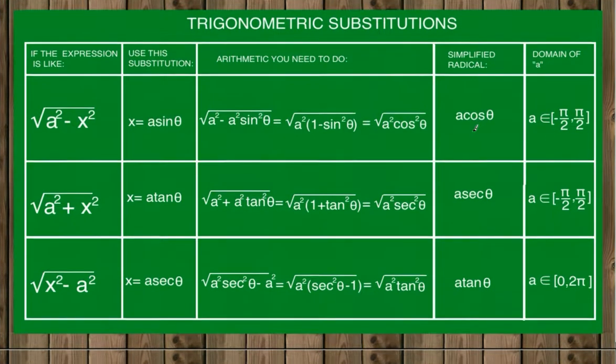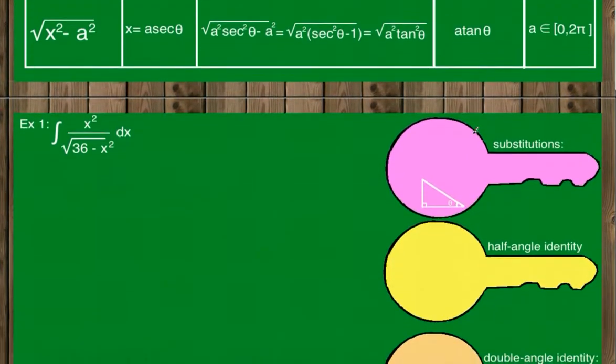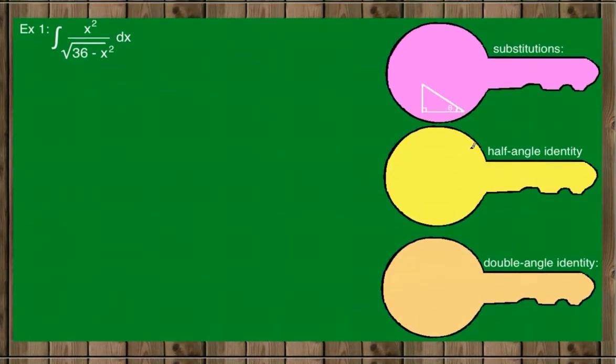Example 1. In example 1, our expression looks like a squared minus x squared. So a squared minus x squared is a sine theta substitution. So here our a squared is 6 squared minus x squared. So our a is 6. So let x be equal to 6 sine theta.